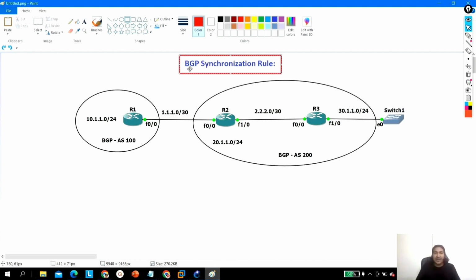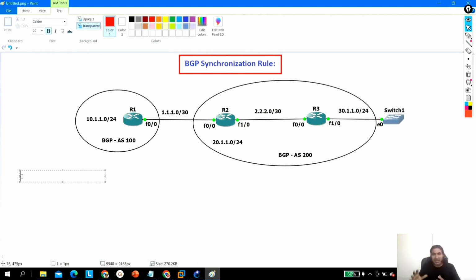So first of all, what is the BGP synchronization rule? Let me write here. We are going to discuss theory as well as practical. After watching this video, you will know everything about BGP synchronization, including configuration and theory. So if the interviewer asks you in your next interview, you will be able to explain and answer.